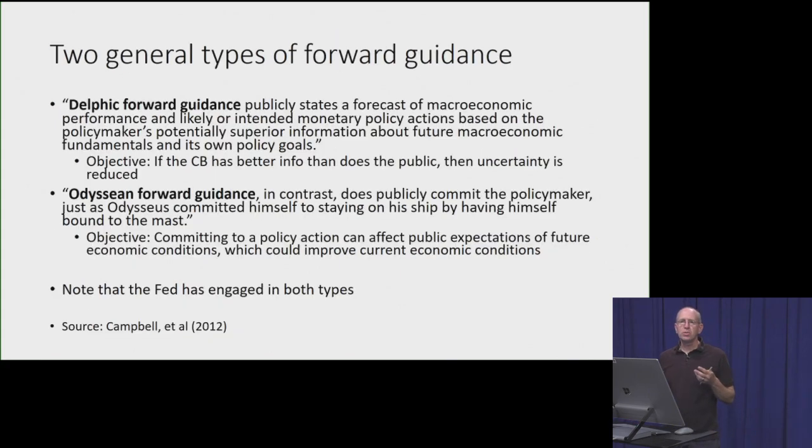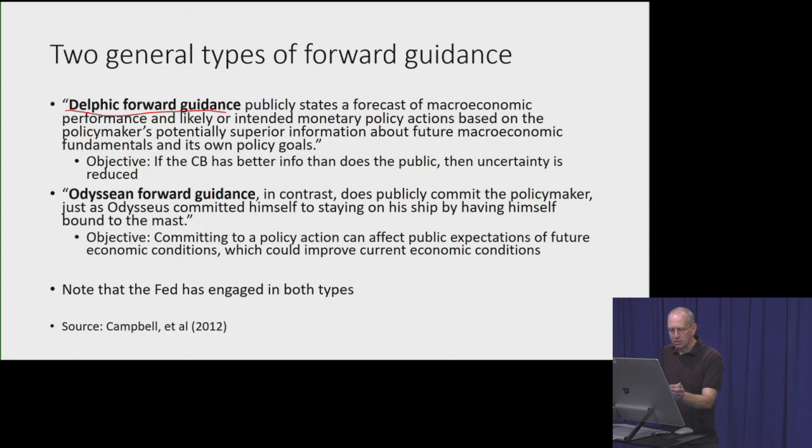There are also two types of forward guidance in general. I'm pulling this from a very interesting paper from 2012. The first is what's referred to as Delphic forward guidance, from the Oracle of Delphi from ancient Greece. It publicly states a forecast of macro performance and likely or intended monetary policy actions based on the policymaker's potentially superior information about future macroeconomic fundamentals and its own policy goals. In other words, if a central bank has information that the rest of the public doesn't have, it's important for the central bank to communicate that information to the public so the public can improve its understanding of what the central bank is doing and how the economy may evolve.